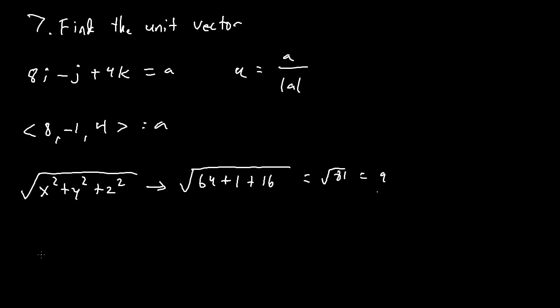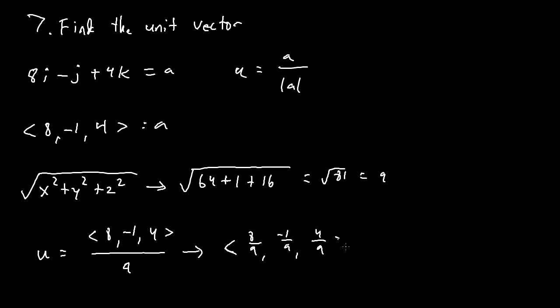Now, in order to rewrite the unit vector, we're going to take the components of vector A. So obviously we have 8, -1, and 4. And then we divide all that by the magnitude, which is 9. So we can also rewrite it as the vector which has the components 8 over 9, comma, -1 over 9, comma, 4 over 9. So we can divide each of the components by 9 in order to find the unit vector.